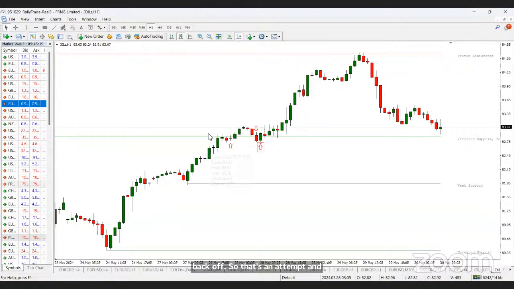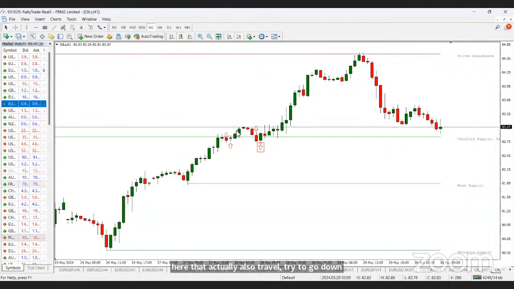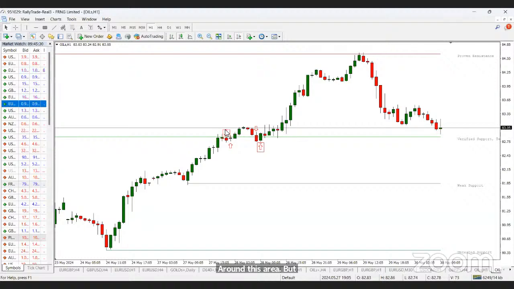And of course, we have seen another one here that also tried to go down around this area, but it was also rejected immediately to push up. That's 2 counts. Okay, so that's an area that you should be looking to buy. And of course, it becomes a support.